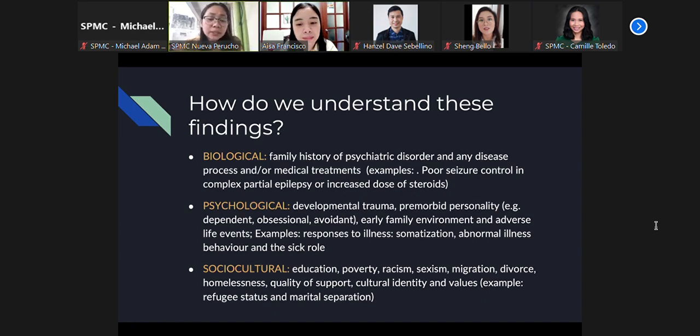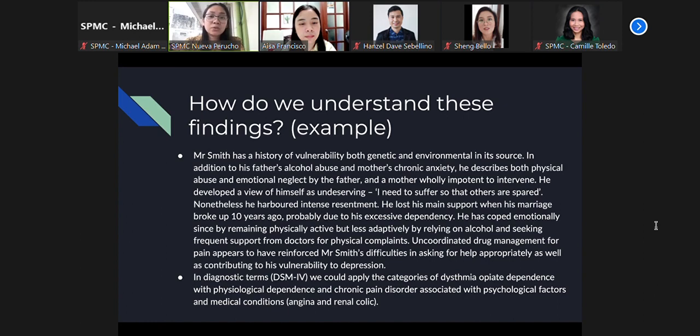Also take into context the sociocultural background. So like the education of the patient, poverty, and all the other quality of support and cultural identity and values as well. So, for example, we can state it as this. Mr. Smith has a history of vulnerability, both genetic and environmental. In addition to his father's alcohol abuse and mother's chronic anxiety, murag nag-psychodynamic, he describes both physical abuse and emotional neglect by the father and mother. So, he developed a view of himself as undeserving. So, he lost this main support.